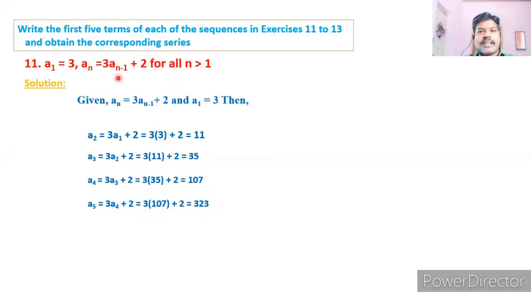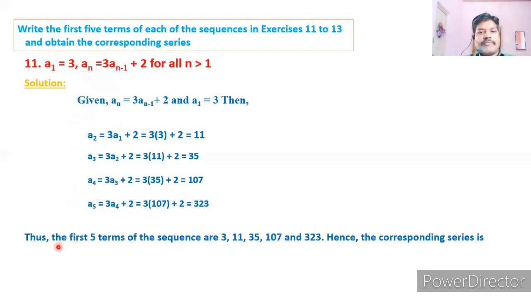So they are given the nth term and also the first term, and they are asking you to calculate the first 5 terms. The relation they are given between AN and AN minus 1 lets you calculate any term here. Therefore, we can declare that the first 5 terms in the sequence are 3, 11, 35, 107 and 323.